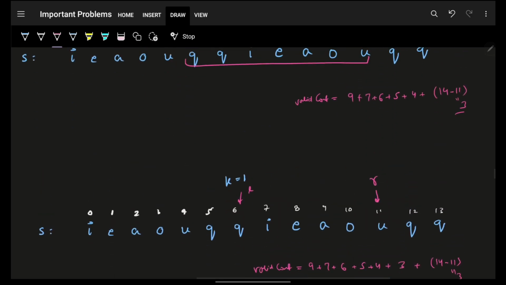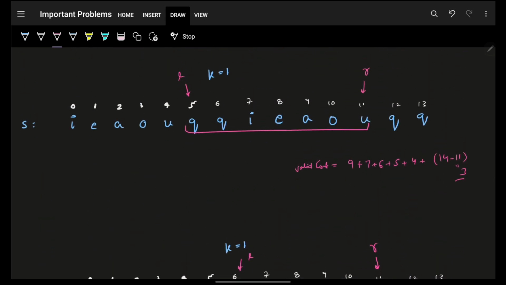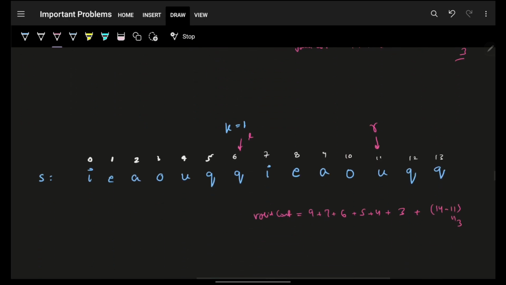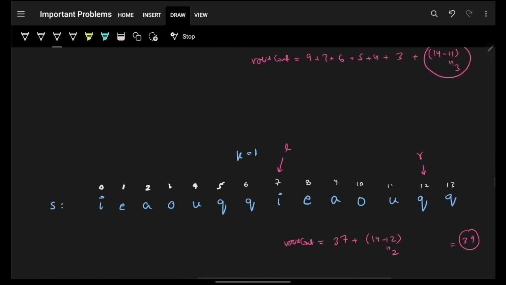Now, I try to shrink it here. Again, it's valid. So what will I do? I will obviously not expand it yet. This is again valid. So simply add a 14 minus 11 again. I added that again. Okay, now because this is valid, again try to shrink it.